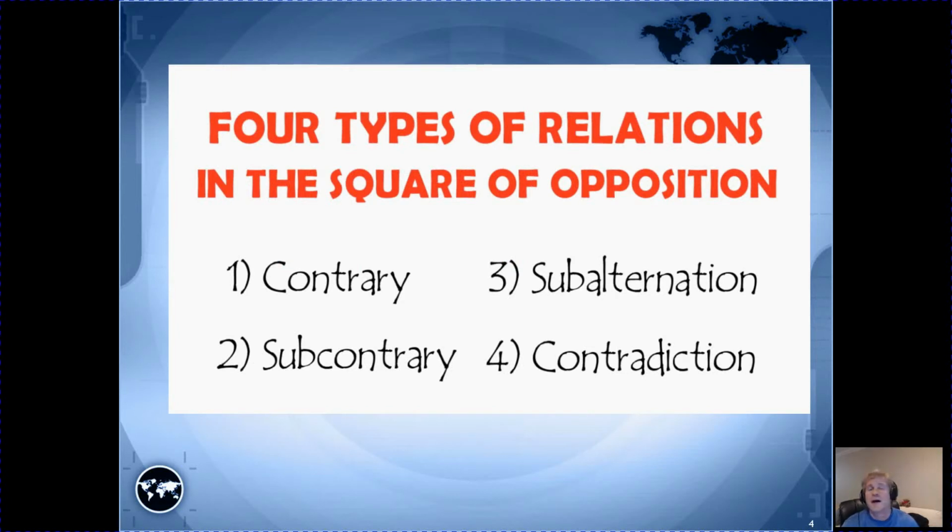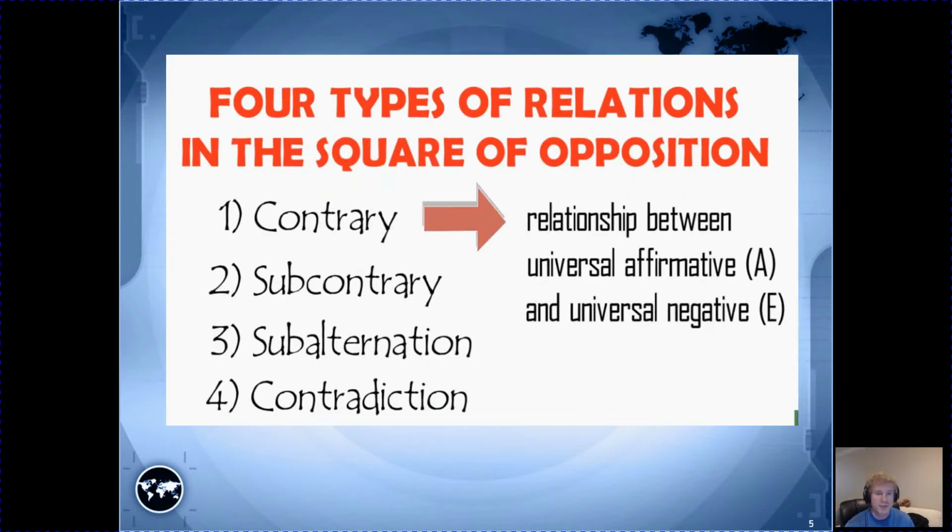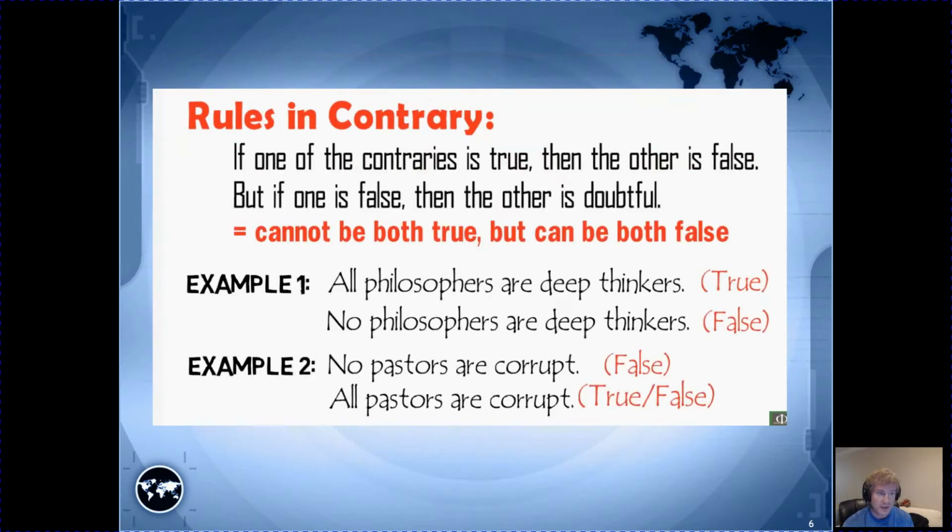Again, Todd, you're giving me a headache, but just stay with me. It is actually very simple. So just think about contrary. Contrary is the relationship between 2 universals. It's either universally true or it's universally not true. Okay? It seems like there's a universal relationship there. Let me give you an example. So, rules in the contrary.